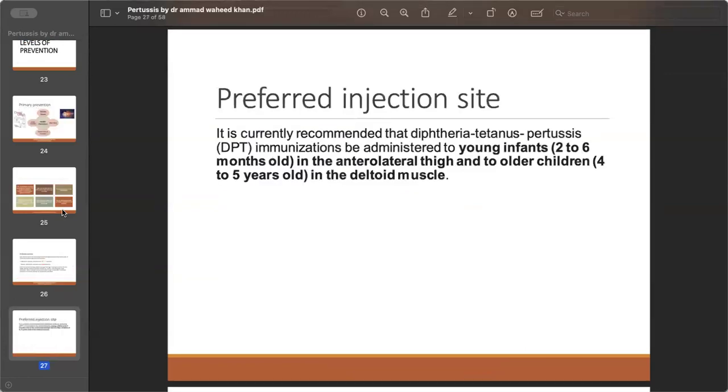Preferred injection site of DPT: it is currently recommended that diphtheria, tetanus, pertussis immunization should be administered to young infants 2 to 6 months old in the anterolateral thigh, and to older children 4 to 5 years old in the deltoid muscle.